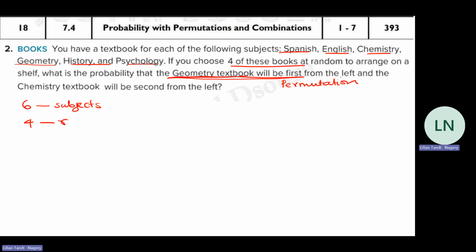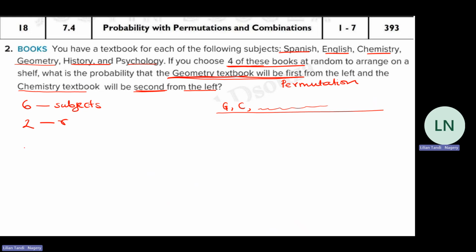From the left, and the chemistry textbook should be second from the left. So it's saying when you're arranging your books on the shelf, she wants geometry first and then chemistry. And then the others, it doesn't matter who follows. But the first two have to be geometry and chemistry. So now that I've been told how many I need, I will change my R to 2.